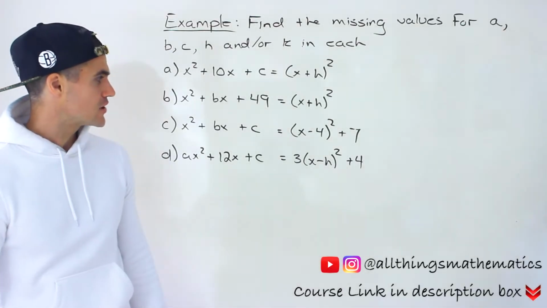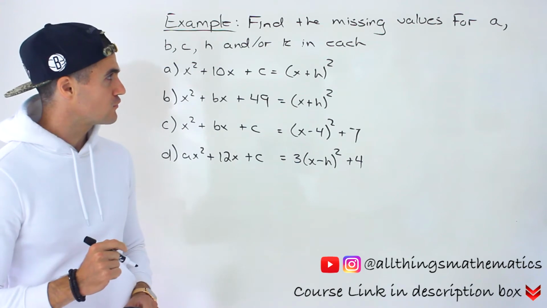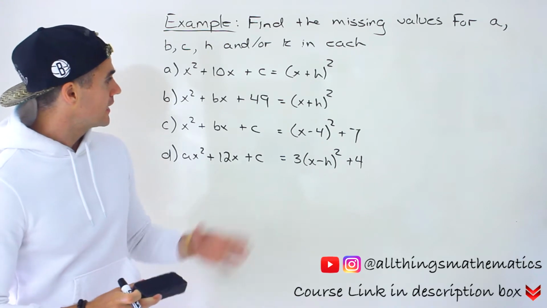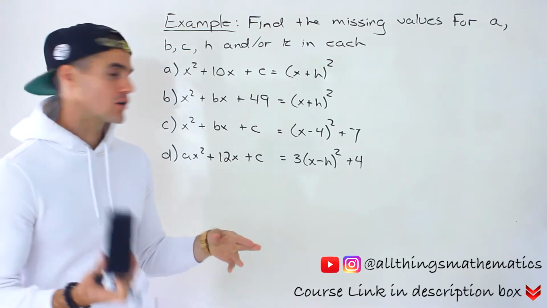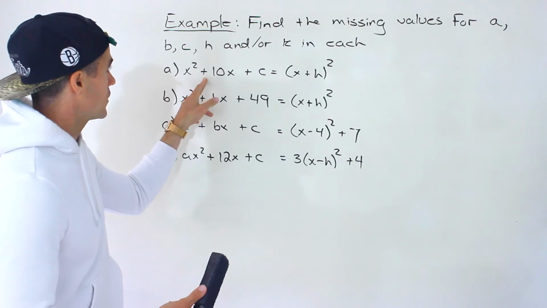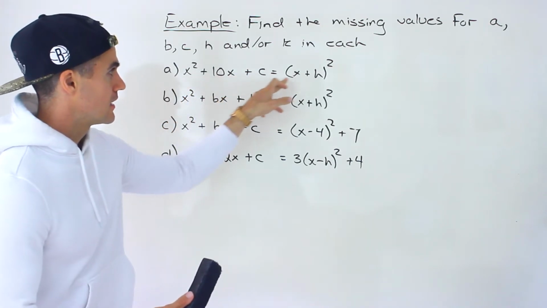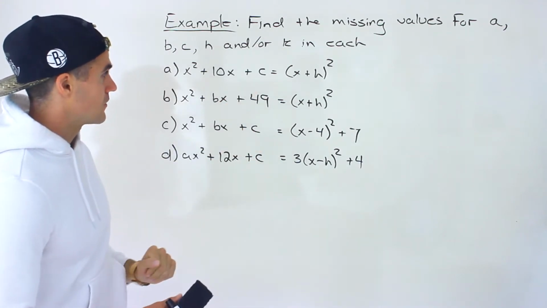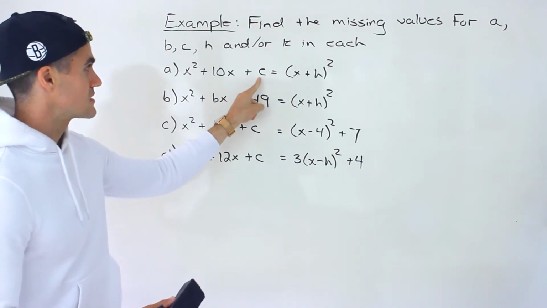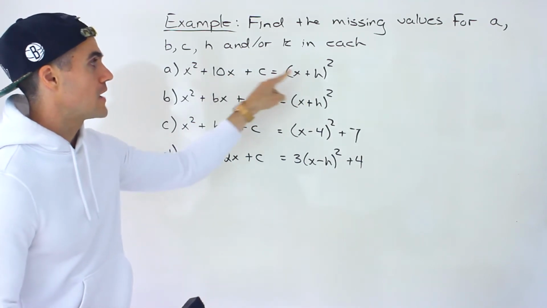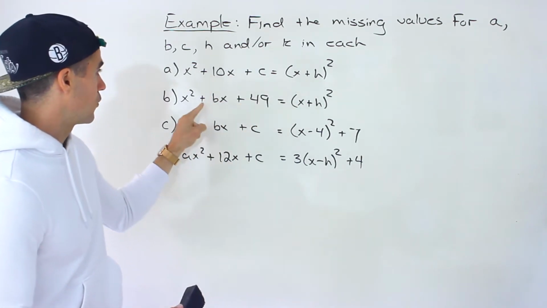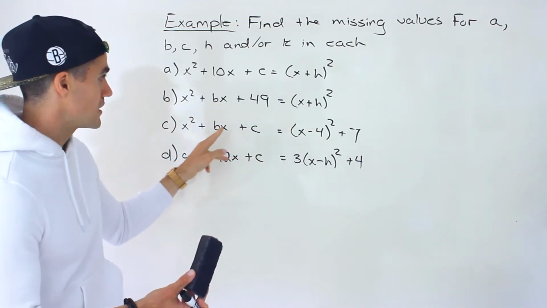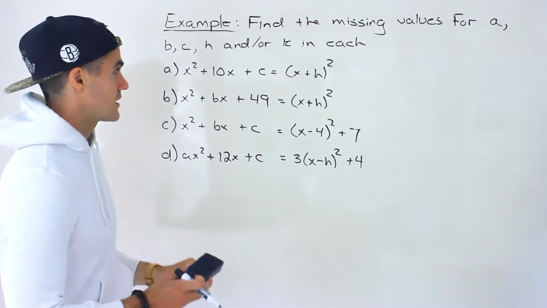Moving on to the next question. This is a pretty cool, pretty unique one. So we have to find the missing values for a, b, c, h, and or k in each of these over here. So notice that they're equations. What they're saying is like this quadratic, x squared plus 10x plus c, is equal to this quadratic, x plus h squared, etc. And so we have to find, for example, in this one, the c value and then the h value that would make both of these quadratics equivalent. Or for b, we have to find this b value and then this h value that would make them equivalent, or this b and c, etc.